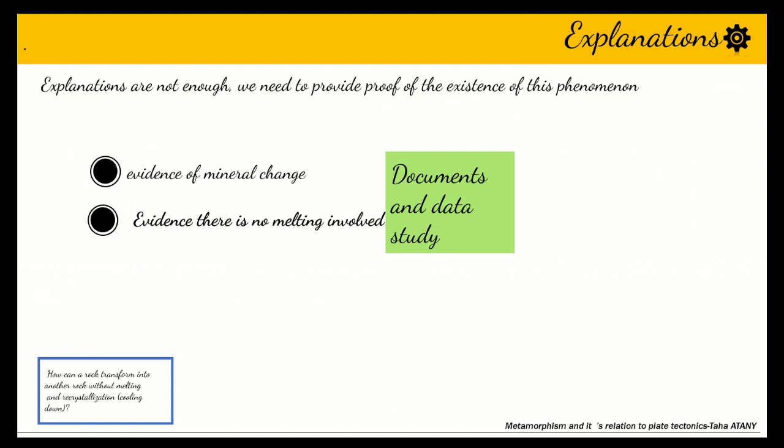Now, explanations are not sufficient. We need to provide proof of the existence of this phenomenon. We'll try to prove two things. We'll bring evidence of a mineral change and evidence that there is no melting involved through study of documents and data. Bear in mind, this part of the lesson is a practice and training for the upcoming exercise that you might have in the national exam. So we won't try to complicate things. We'll try to make it simple. Let's start.